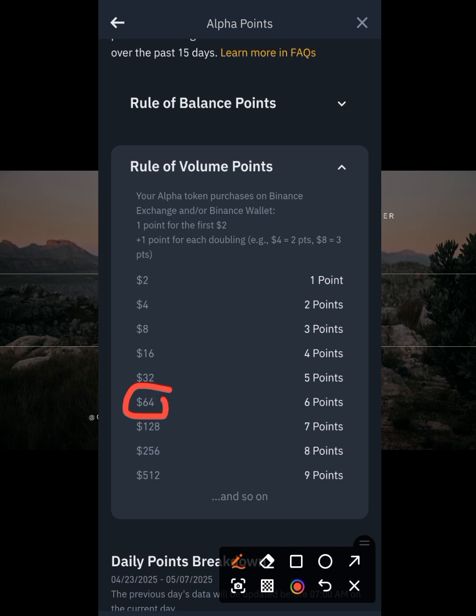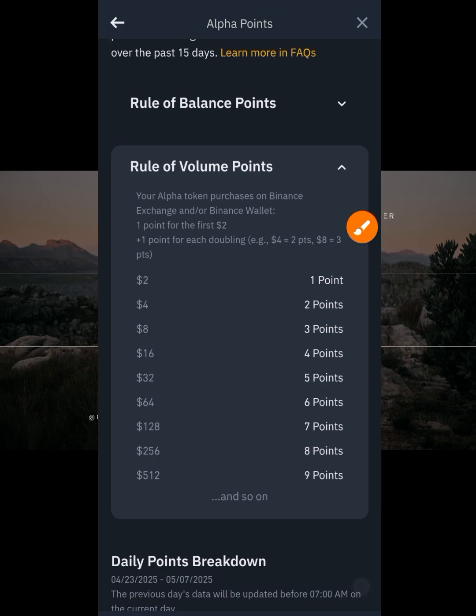So I believe this is very clear. I think I've explained it to the best I can. Okay, all right, so that's that for points. So this is how you actually earn your points.